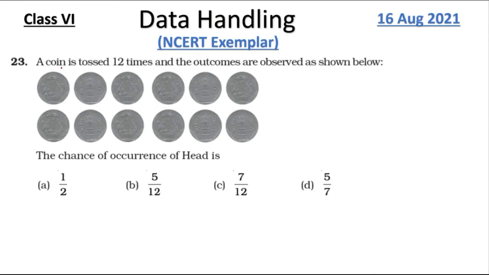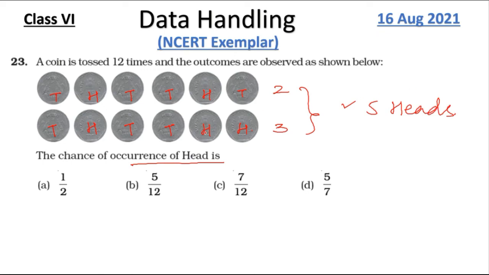Question number 23. A coin is tossed 12 times and the outcomes are observed as given below. Look at this. This is tail, this is head, tail, tail, head, tail, tail, head, tail, tail, head, head. The chance of occurrence of head is, count the number of heads here. In the first row we have got 2 heads. In the second row we have got 3 heads. Together we have got 5 heads. Count the number of coins. There are 12 coins, so 5 out of 12 is the probability.